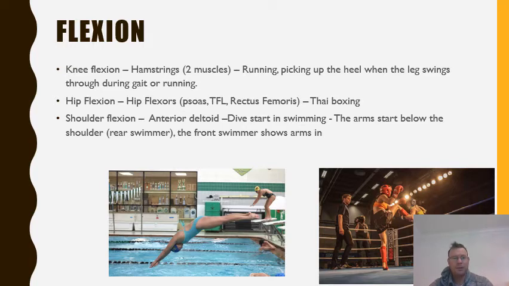The Thai boxer, you can see that hip flexion there happening through the action of psoas, which is a hip flexor, TFL, tensor fasciae lata, and rectus femoris. So we've got an example of hip flexion in Thai boxing.